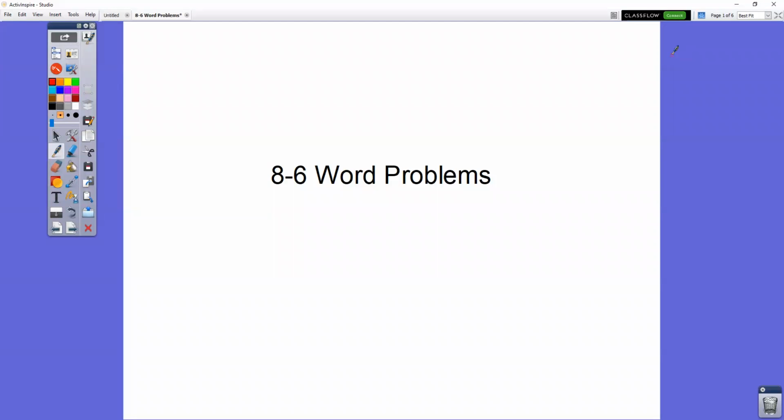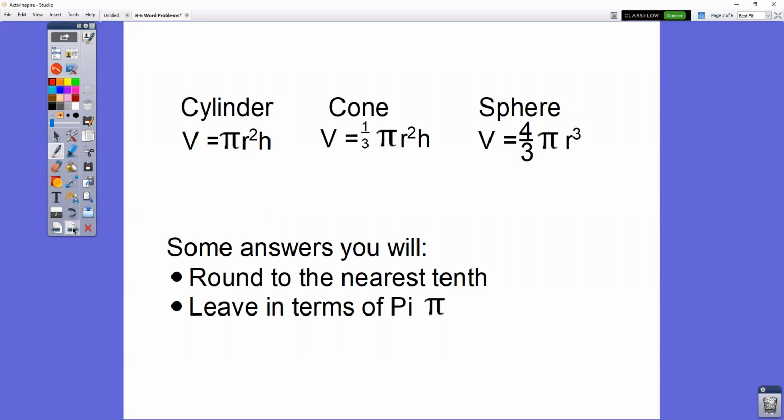This is the video for 8-6, which is word problems involving volume. You're still going to use the same formulas that we've been using for cylinder, cone, and sphere. Formula for a cylinder is volume equals pi r squared h. Volume for a cone is 1/3 pi r squared h. And for a sphere, it's 4/3 pi r cubed. Cubed means the third power.